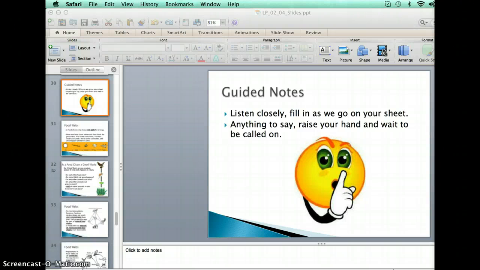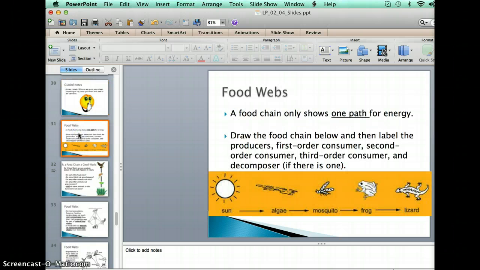Okay, so today you're going to take notes on the last part of this ecology unit, which is food webs. So yesterday we talked about food chains, and I said that we can show a more complex food chain with a food web. So today we're going to focus on that. Okay, so like you learned yesterday, a food chain only shows one path for energy.